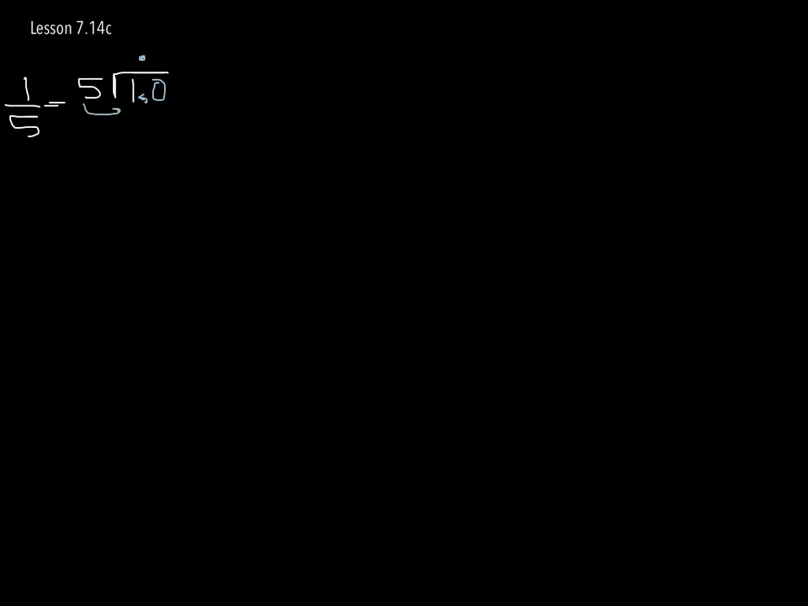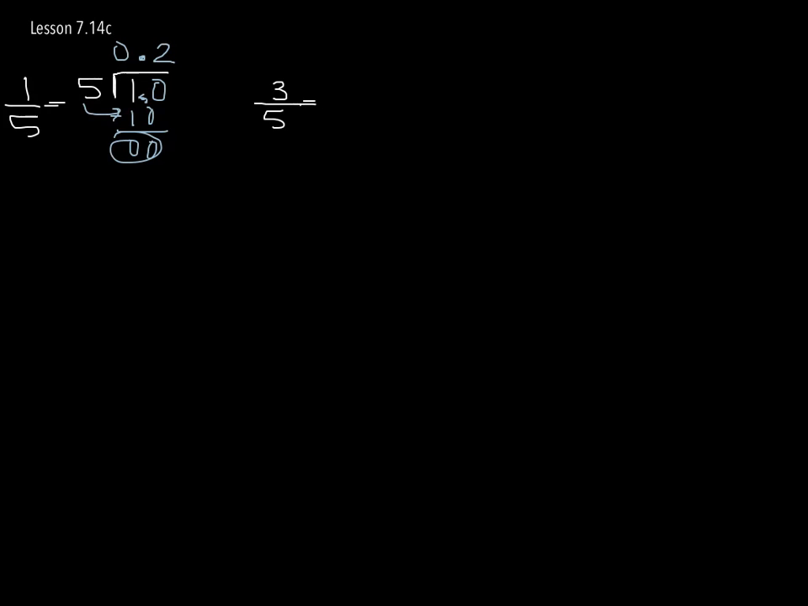Now, how many 5's in 10? Well, hopefully we know that's 2. And then multiply, put the answer on the bottom, subtract. We've zeroed out, so we're done. So 1/5 is the same as 0.2, or I can put that 0 there, 0.2. Next problem, let's look at 3/5.